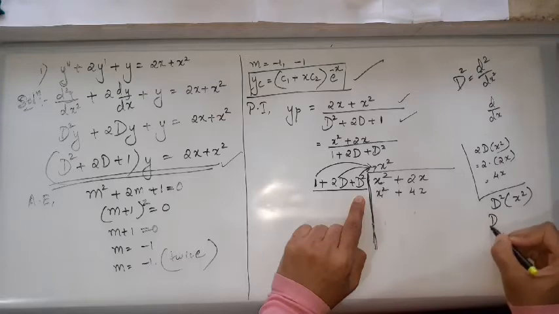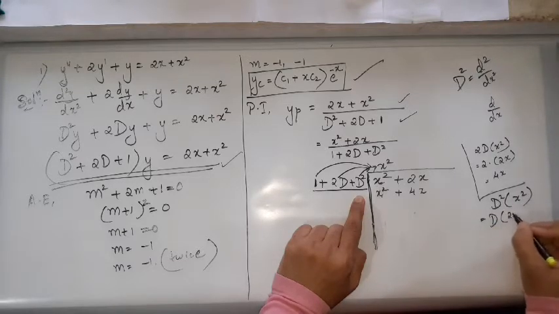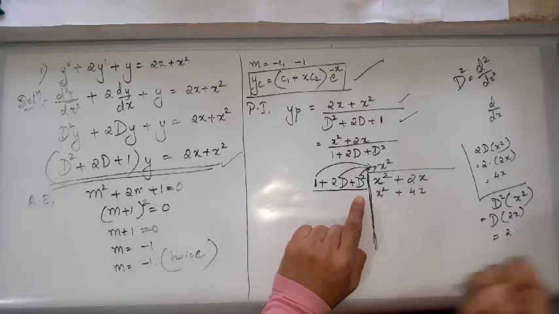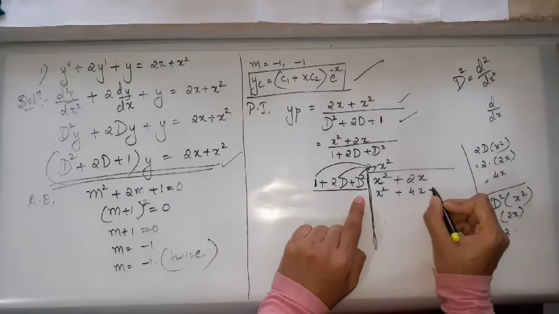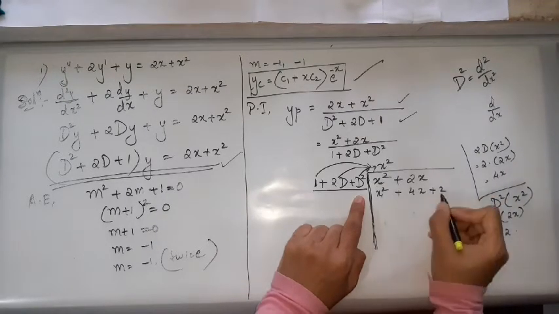So if you simplify this, first remove one d, it becomes 2x over here. Again remove another d here, it becomes simply 2. Just see, d square of x square, second derivative of x square: first derivative will be 2x, second derivative will be 2. So plus 2. Whatever you get, you write it here.